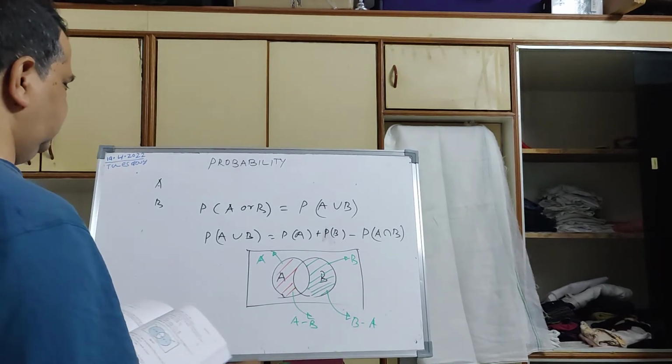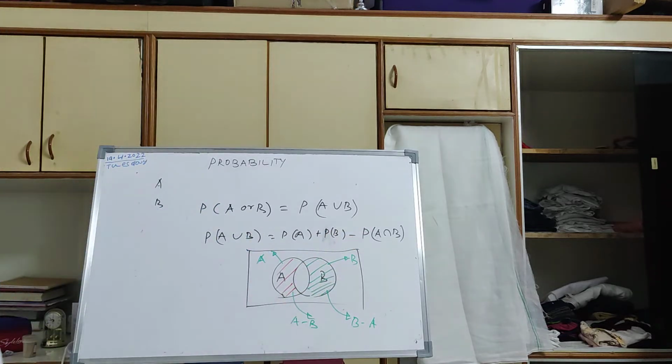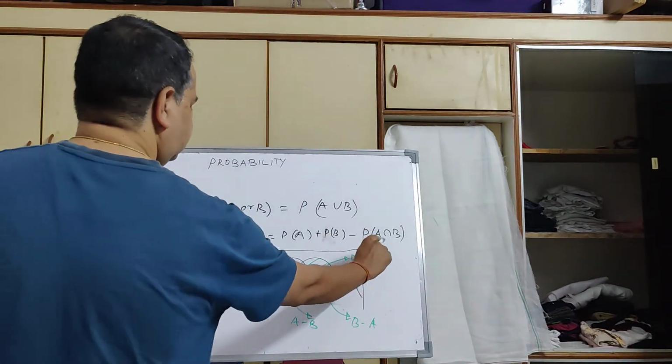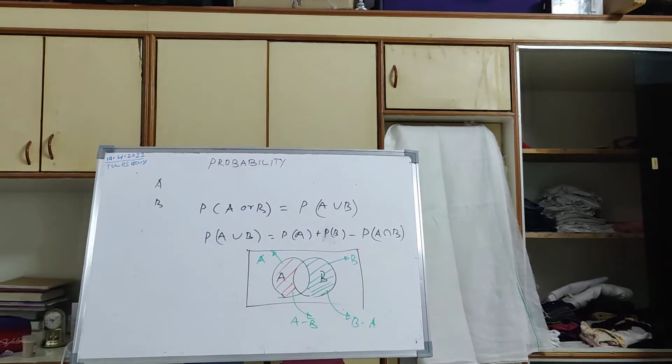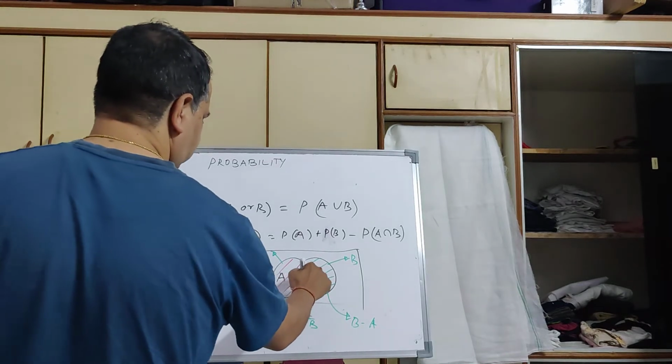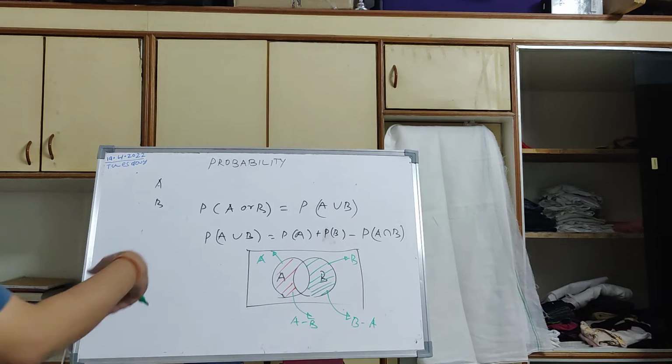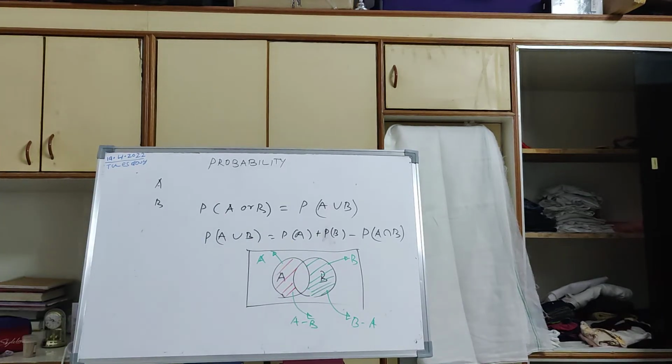We have said that the probability of A union B is equal to the probability of A plus the probability of B minus the probability of A intersection B. Why? Because when you add the two, the part where you have an intersection gets added twice. So to avoid double accounting, you remove it. That is the probability of A union B.